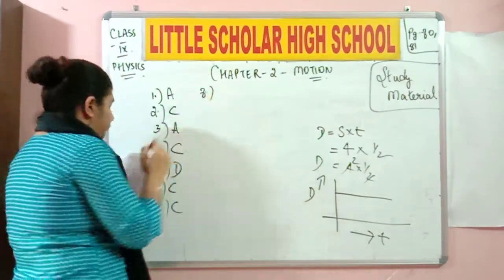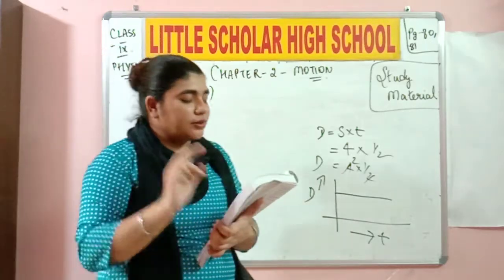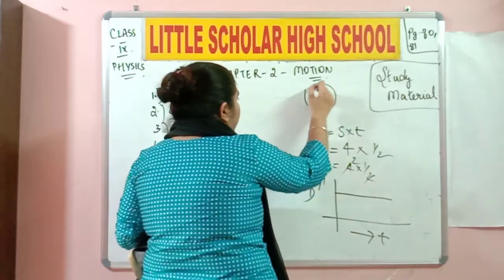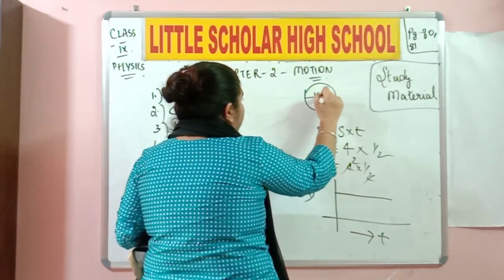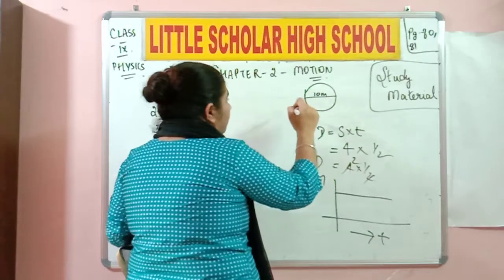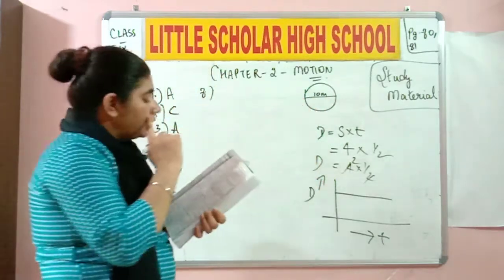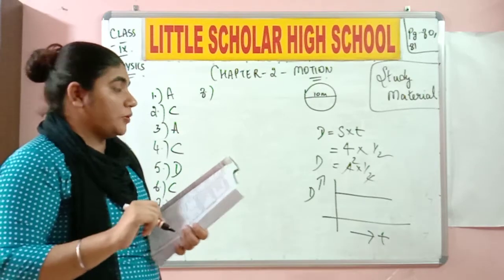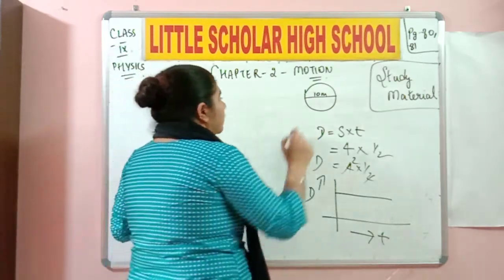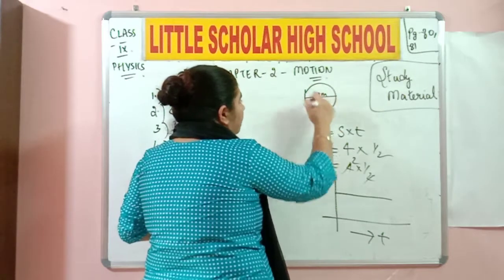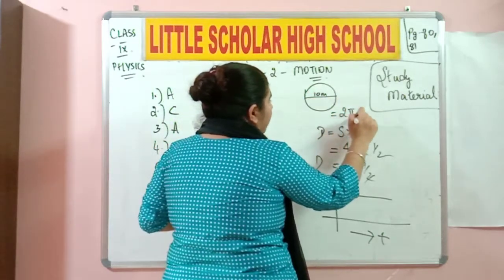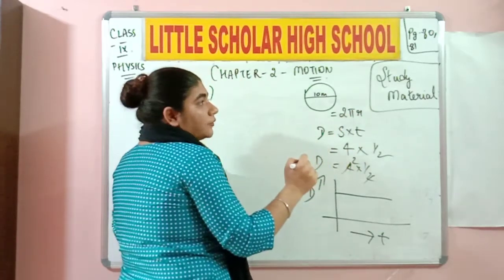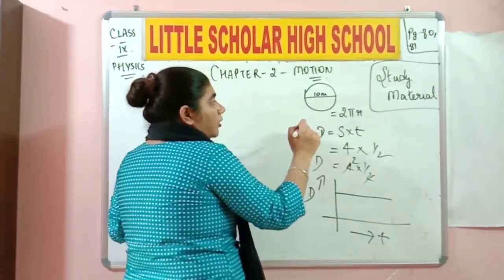Eighth one, a particle is moving in a circle of diameter 10 meters. So if this is a circle and the diameter is 10 meters, the particle is moving in a circle. Here you need to find out the distance covered by it on completing 2 revolutions. If the particle is moving around the circle, we are going to consider the circumference, that is going to be 2 pi r. But here we are not talking about radius, we are talking about the entire diameter. Do you understand?